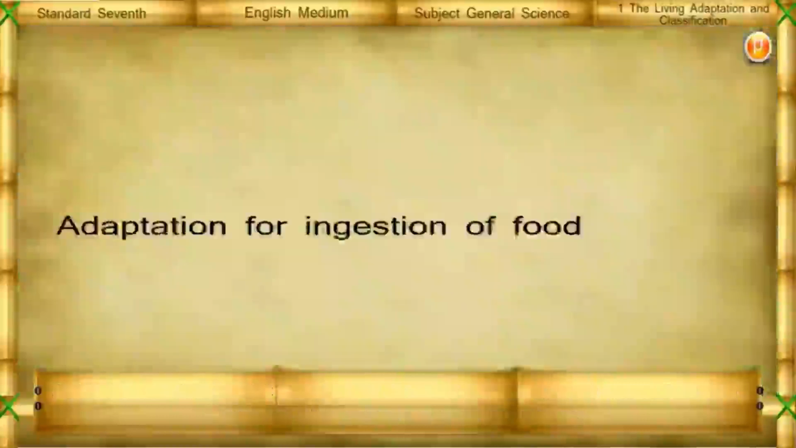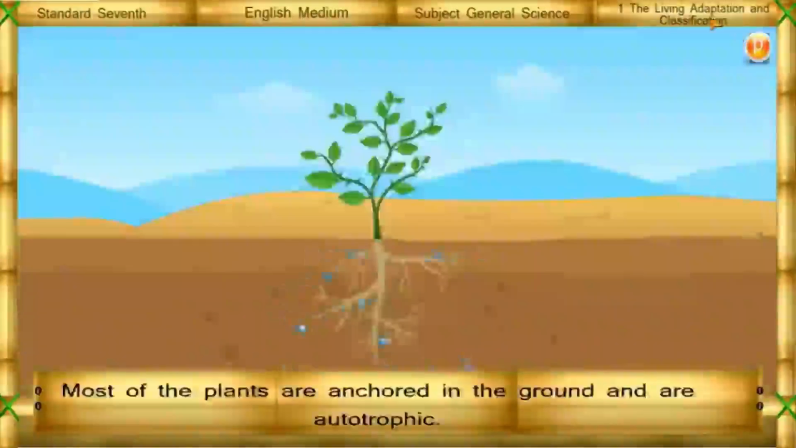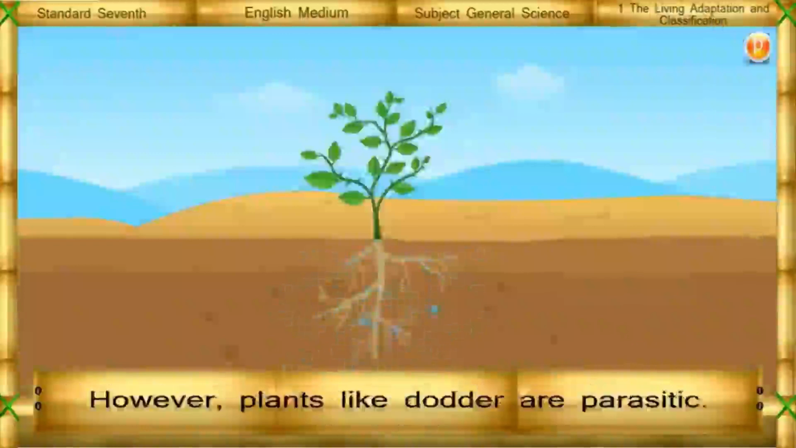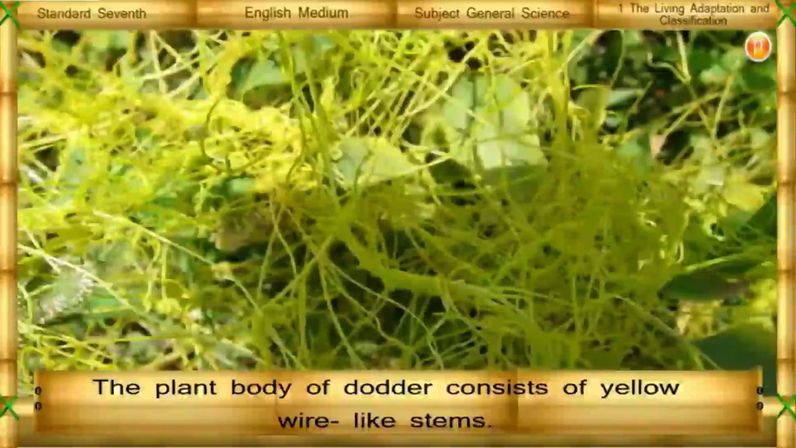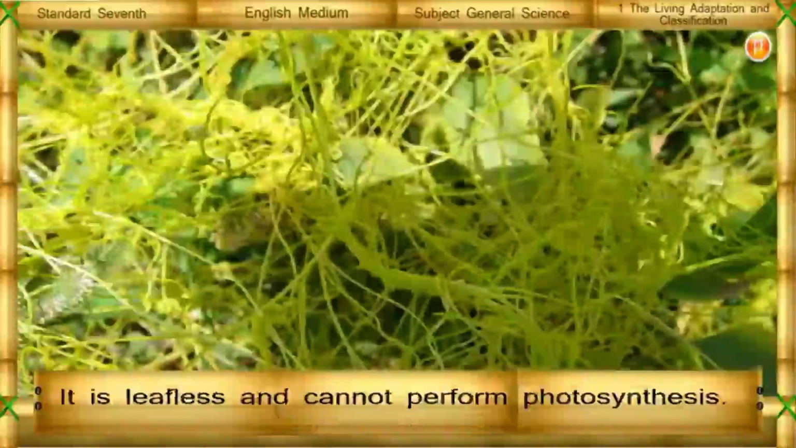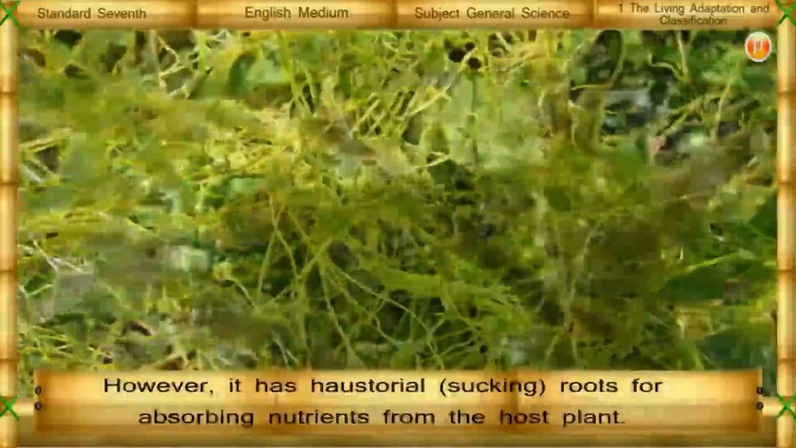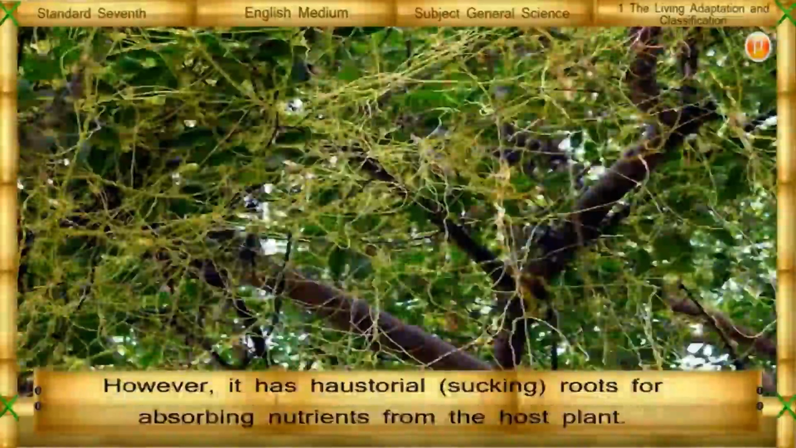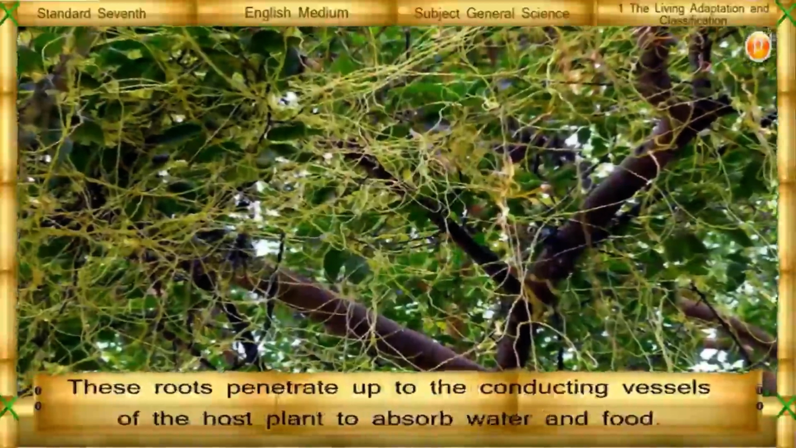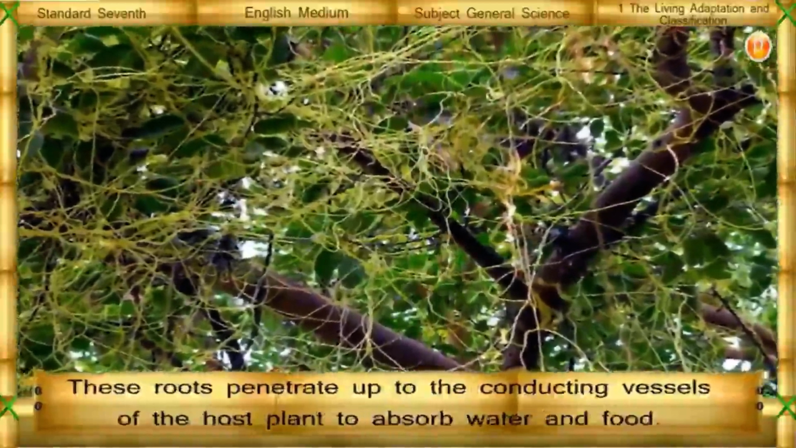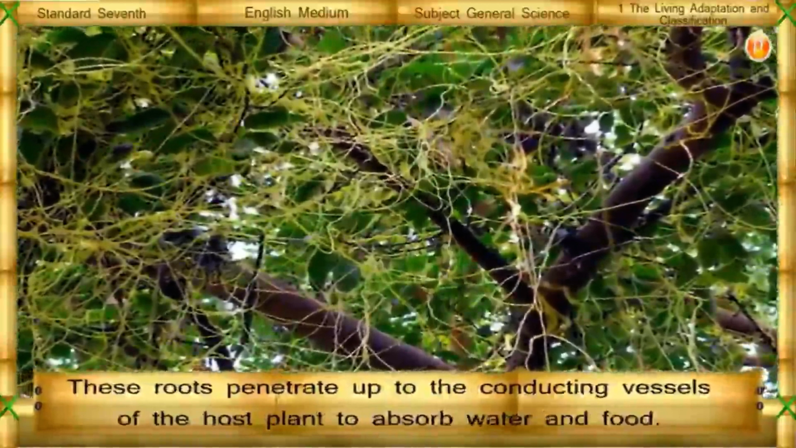Adaptation for ingestion of food in plants. Most of the plants are anchored in the ground and are autotrophic. However, plants like dodder are parasitic. The plant body of dodder consists of yellow wire-like stems. It is leafless and cannot perform photosynthesis. However, it has haustorial (sucking) roots for absorbing nutrients from the host plant. These roots penetrate up to the conducting vessels of the host plant to absorb water and food.